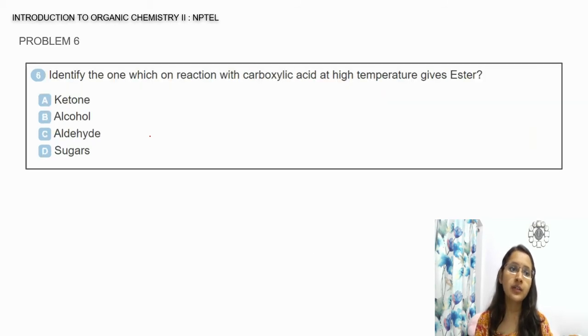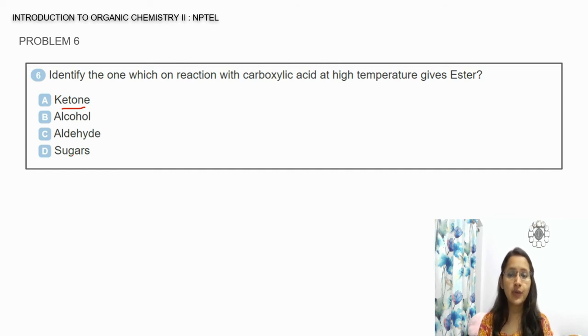Now, coming to the next problem. Here we have to identify the one which, on reaction with a carboxylic acid, is going to give an ester. So ester formation is there. We have to look out which one, out of these four, is able to give ester formation with the carboxylic acid, right? Here the options are ketone, alcohol, aldehyde, and sugars.